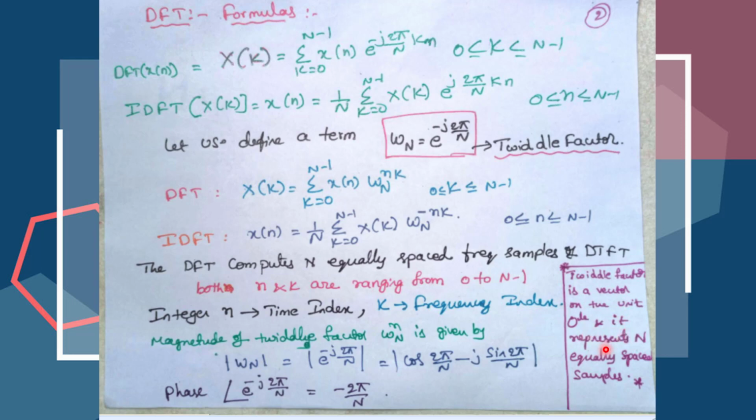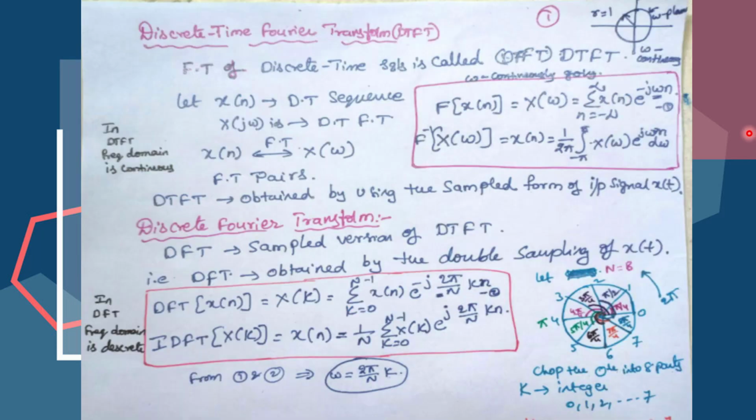Okay, so twiddle factor is a vector on the unit circle and it represents N equally spaced samples. Okay, in the previous slide we have seen this is the unit circle, radius r equal to 1. Here frequency is continuous, here frequency is discrete in case of DFT.